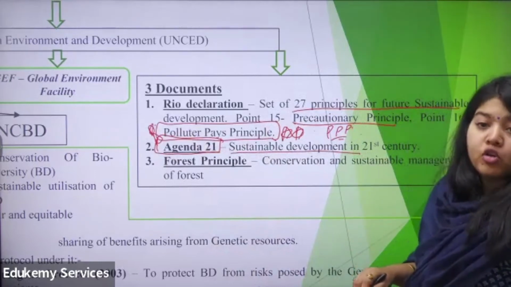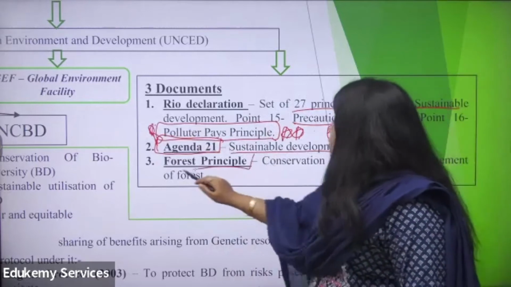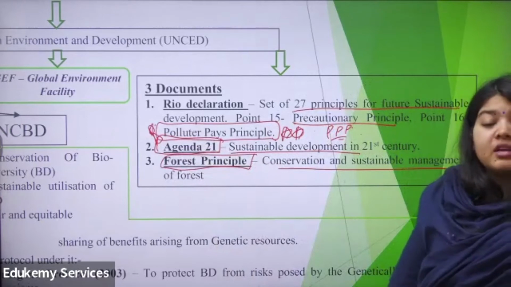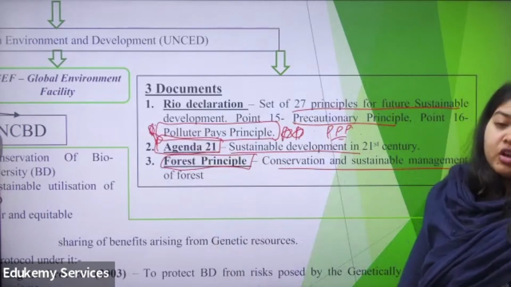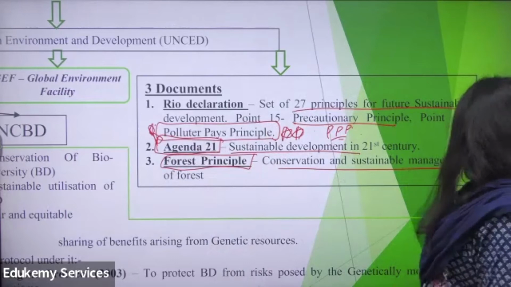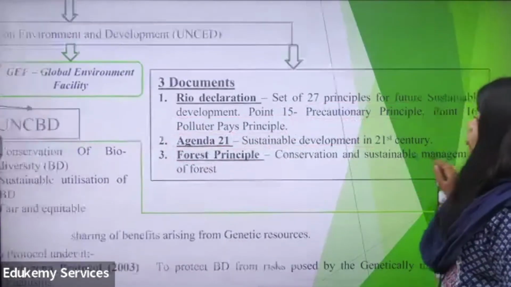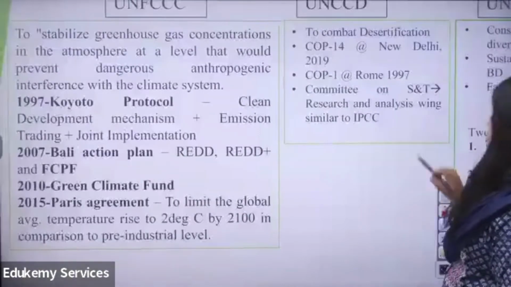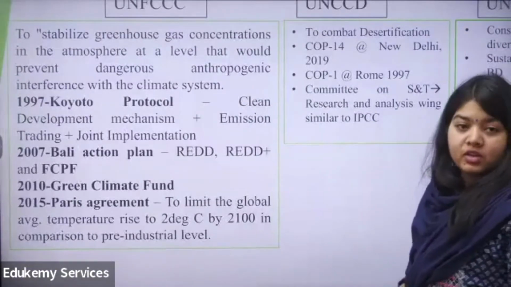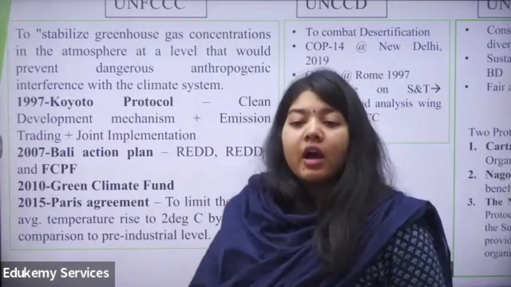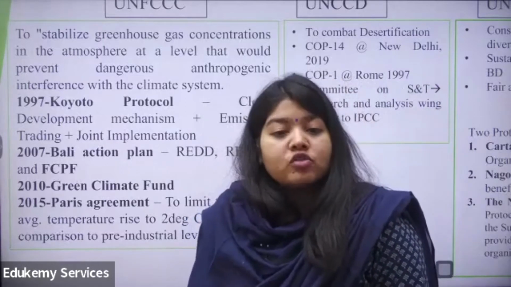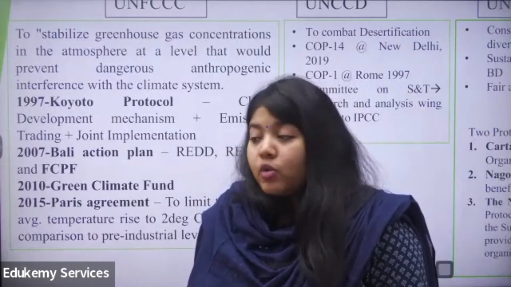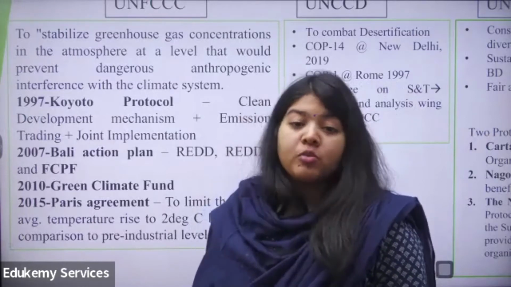And the third document was the Forest Principles, which talked about the conservation as well as sustainable management of the forest. So these are the 3 documents signed, and 3 conventions created. Now, very important, carbon credit is based on the polluter pays principle. Then you have even corporate social responsibility.